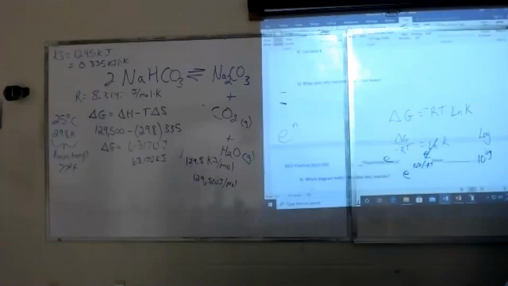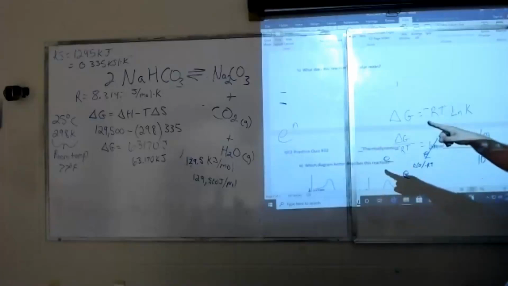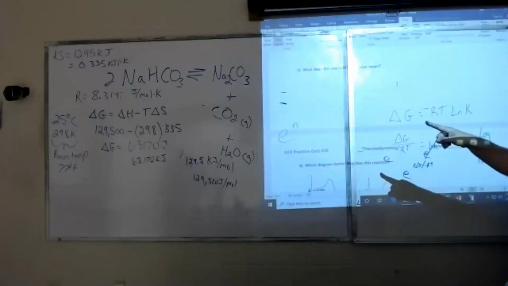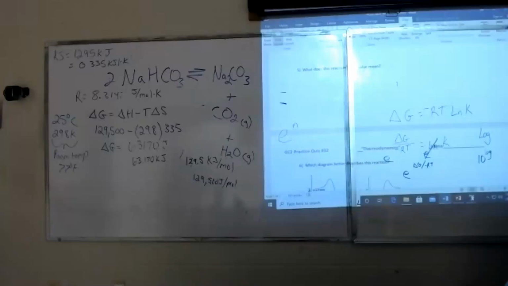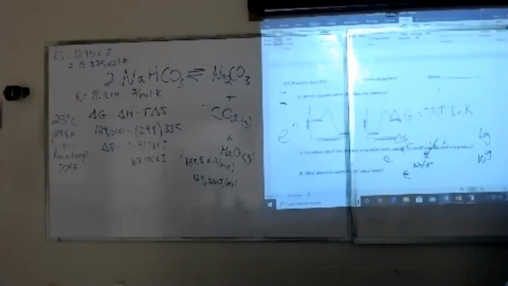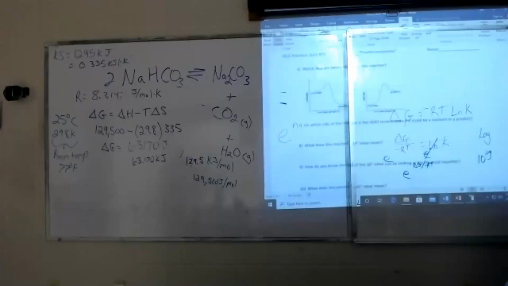All right, so what does this mean with delta H? What did we decide? Is it positive? Yeah, it's positive, 129.5 kilojoules. Is that endothermic or exothermic? Endothermic. Which picture describes endothermic, the left or the right? The right is endothermic, right? It's higher on the products. Good.